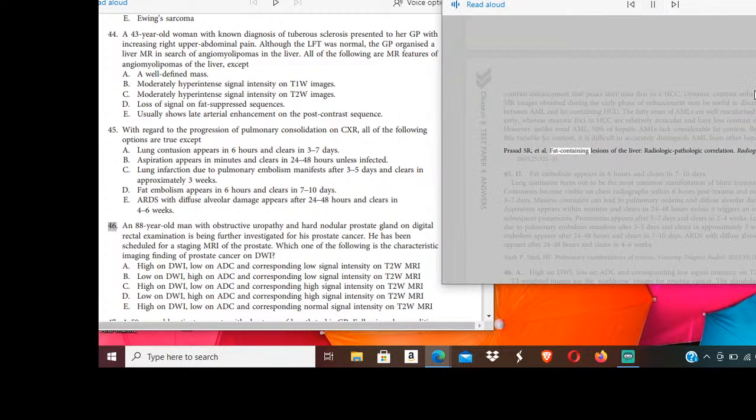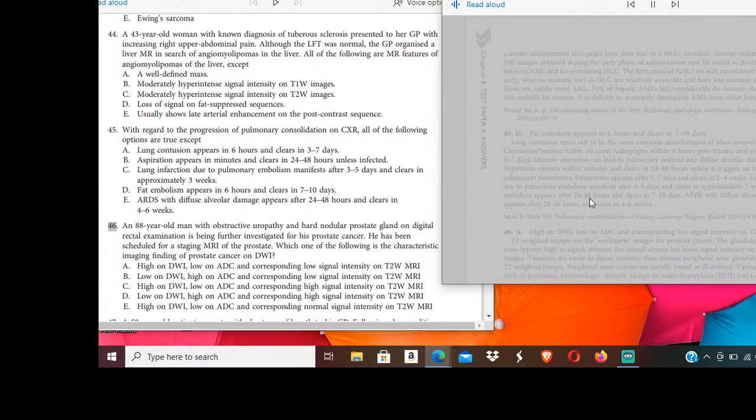45. D. Fat embolism appears in 6 hours and clears in 7-10 days. Lung contusion turns out to be the most common manifestation of blunt trauma to the chest. Contusions become visible on chest radiographs within 6 hours post-trauma and resolve within 3-7 days. Massive contusion can lead to pulmonary edema and diffuse alveolar damage (DAD).